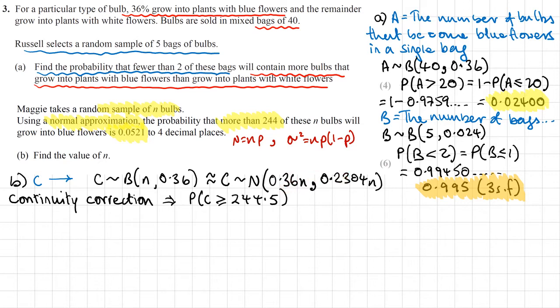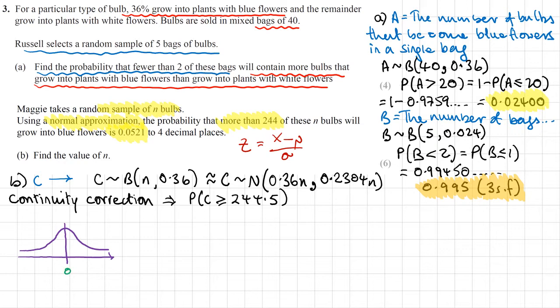So we're going to have to standardize this, and the way that we standardize it is by using the formula Z is equal to X minus the mean over the standard deviation. I want to find out what this Z value is. Now Z values, even though the mean and the variance change and the value on our horizontal axis changes, the actual area does not change. So the area on this is going to be the same as the area in the question. So more than 244, more than a Z value, is an area of 0.0521.